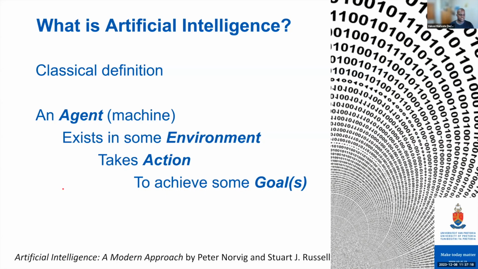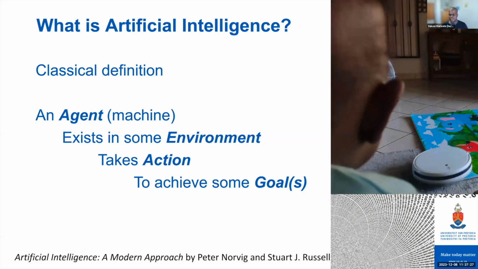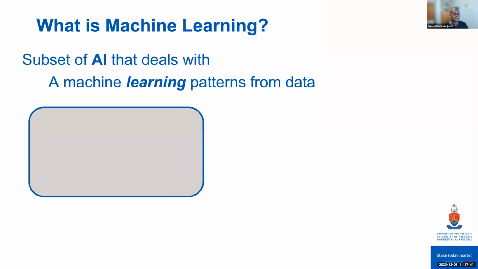AI in a classical definition is that you have an agent, a machine, that exists in some environment and takes action to achieve some goal. So here is one of my daughters. She's looking at one of our robot vacuum cleaners in the house. It's a machine. It lives in the house. The actions it can take are that it can move around and vacuum, and the goal that it has is to keep the house clean, right? So that's an artificial intelligence in a way. Machine learning is a subset of AI that deals with the machine learning patterns from data.